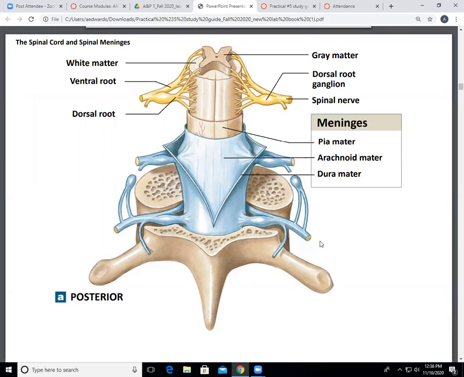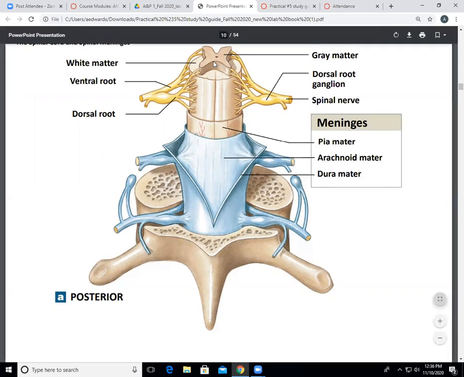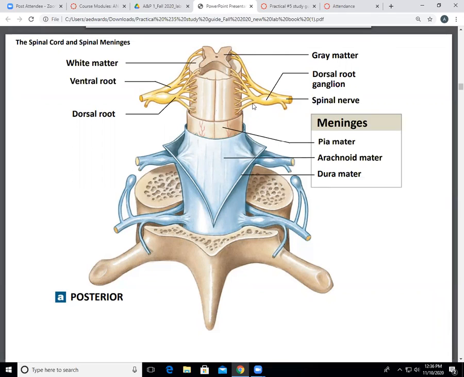Structures you want to know on your spinal cord. In the middle, you've got gray matter. And on the outside, you have your white matter. Again, that's white because of all the myelinated axons. These are your peripheral nerves on the outside. So here's your ventral root. Ventral is another word for anterior. Dorsal is another word for posterior. How do you know it's the dorsal root? Because it has this big bulge, the dorsal root ganglion.